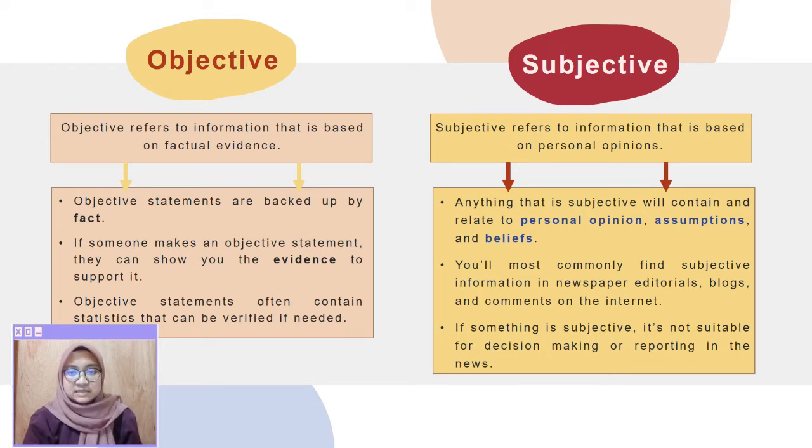Meanwhile, subjective refers to information that is based on personal opinions. Anything that is subjective will contain personal opinions, assumptions, and beliefs. You will most commonly find subjective information in newspaper editorials, blogs, and comments on the internet. If something is subjective, it is not suitable for decision making or reporting in the news. And to add, our feelings can also be categorized as subjective because they cannot be proved by facts.